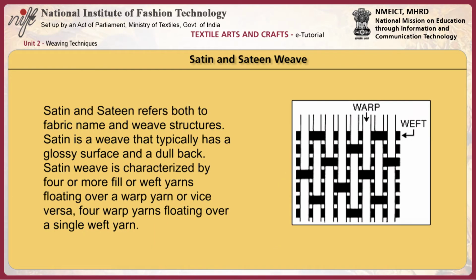Satin and sateen, both terms refer to fabric names and weave structures. Satin is a weave that typically has a glossy surface and a dull back. This weave is characterized by 4 or more fill or weft yarns floating over a warp yarn or vice versa, that is 4 warp yarns floating over a single weft yarn.